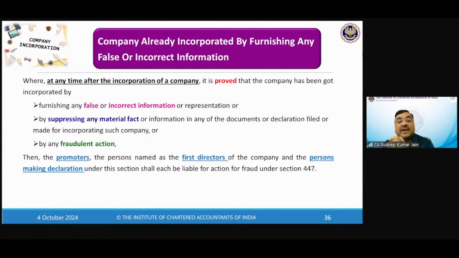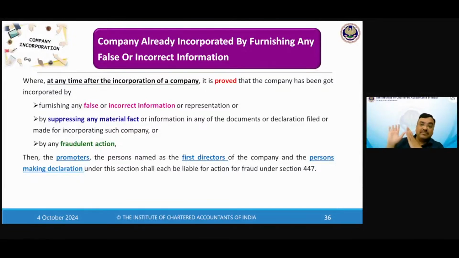Where at any time after the incorporation of company, it is proved that the company has been got incorporated by furnishing any false or incorrect information or representation, or by suppressing any material fact or information in any of the documents or declaration filed or made for incorporating such company, or by any fraudulent action, then promoters, first directors, and the person making declaration, including professional, shall each be liable for fraud under section 447.